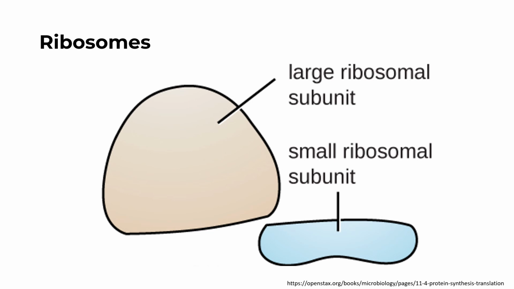Now let's talk about the ribosomes. They consist of two parts, the small ribosomal subunit and the large ribosomal subunit. These subunits remain unassembled until they bind to an mRNA molecule.